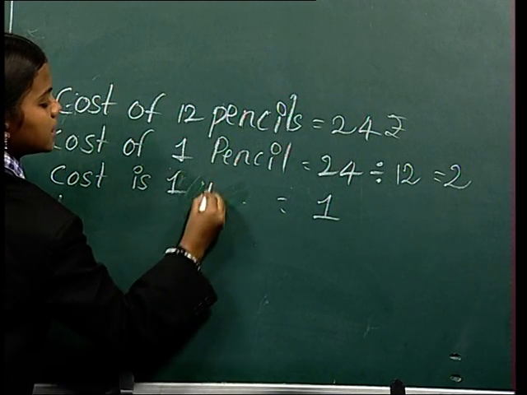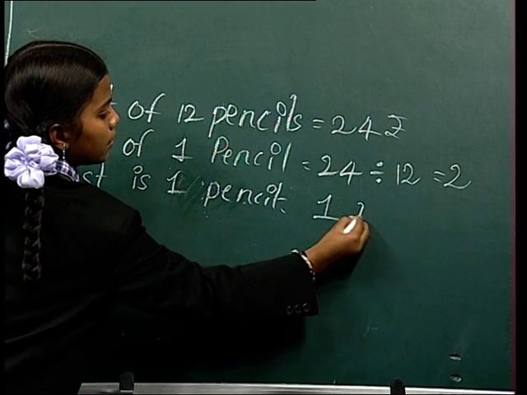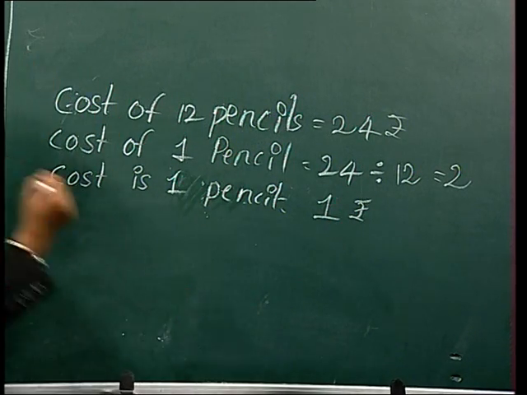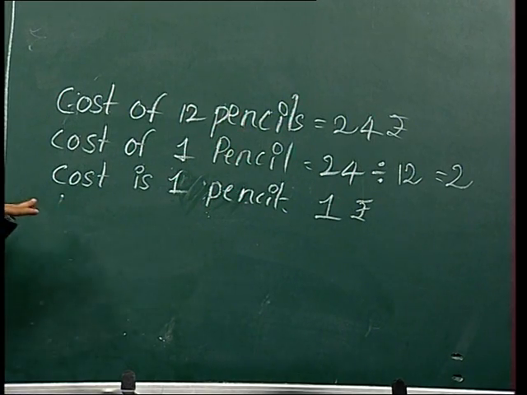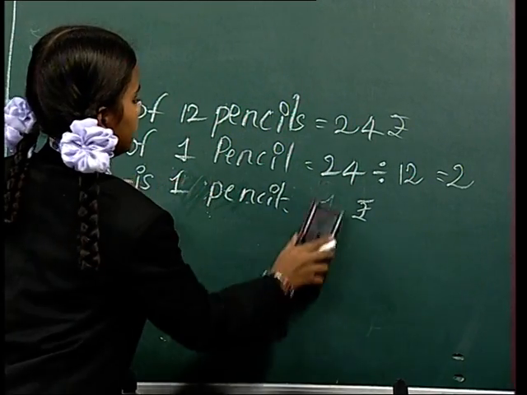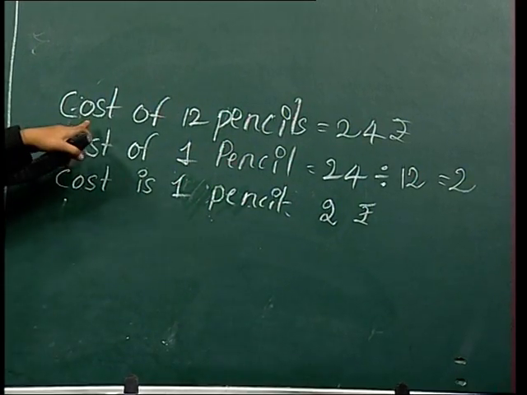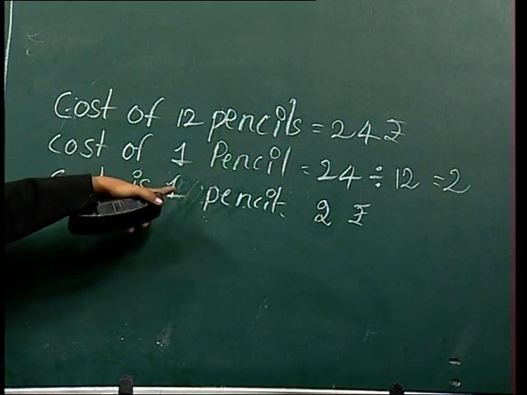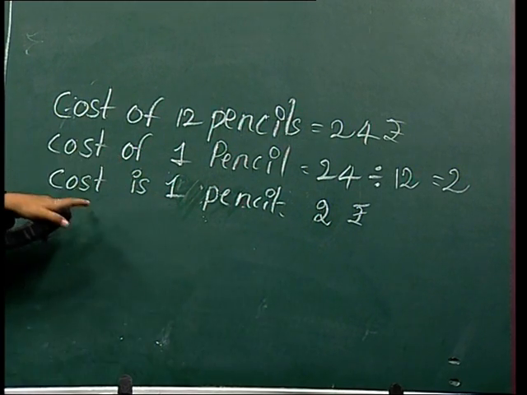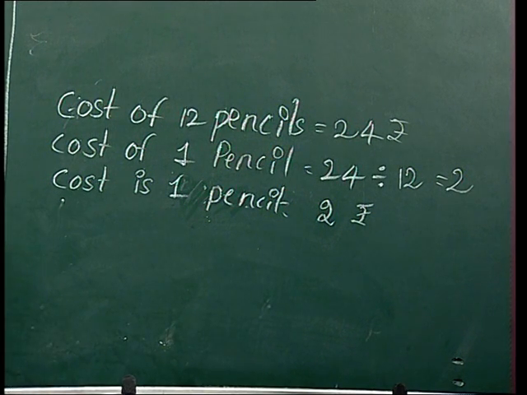Cost of 12 pencils is 24 rupees. Cost of one pencil is 2 rupees. So, here the cost of one pencil is 2 rupees.